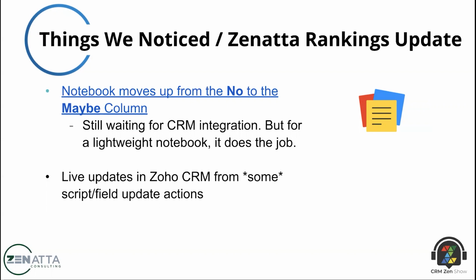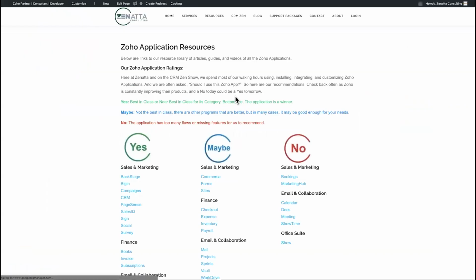All right, so over at Zenatta.com, if you click up in the main nav, we have a section called Resources. If you click on this, this is where you can find every article we've ever written and every video we've ever made on any particular product whatsoever. We also scour for the very best Zoho PDFs and resources, and we link those in here as well.